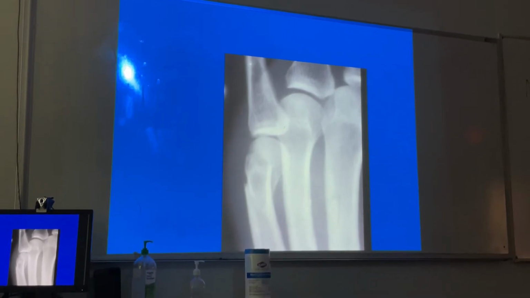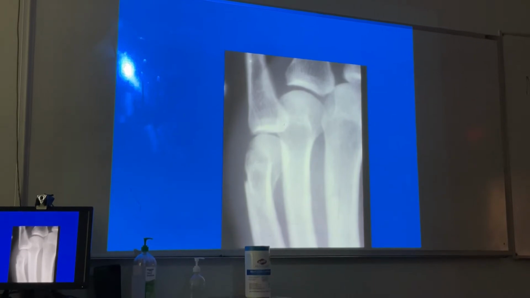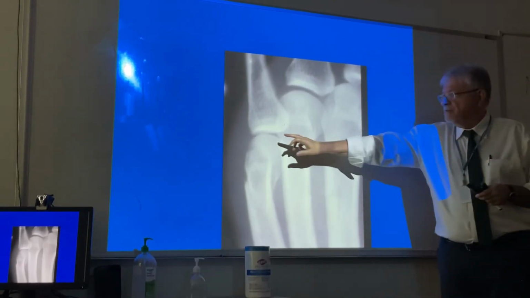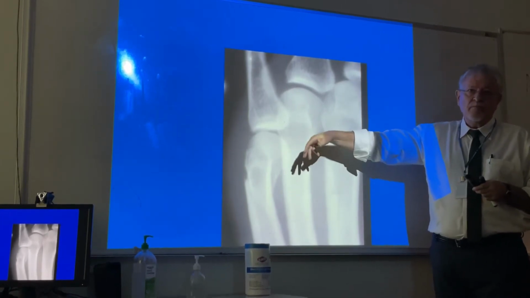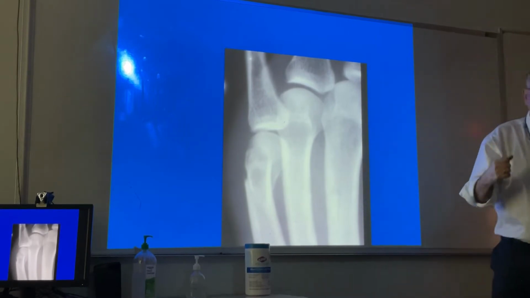All right, so the idea when we did hand x-rays, we want to do PA, oblique, lateral, and then the semi-supinated or Nordgaard view if the patient says it hurts here and you didn't see anything on your PA examination. Is that the fifth metacarpal? Yep.